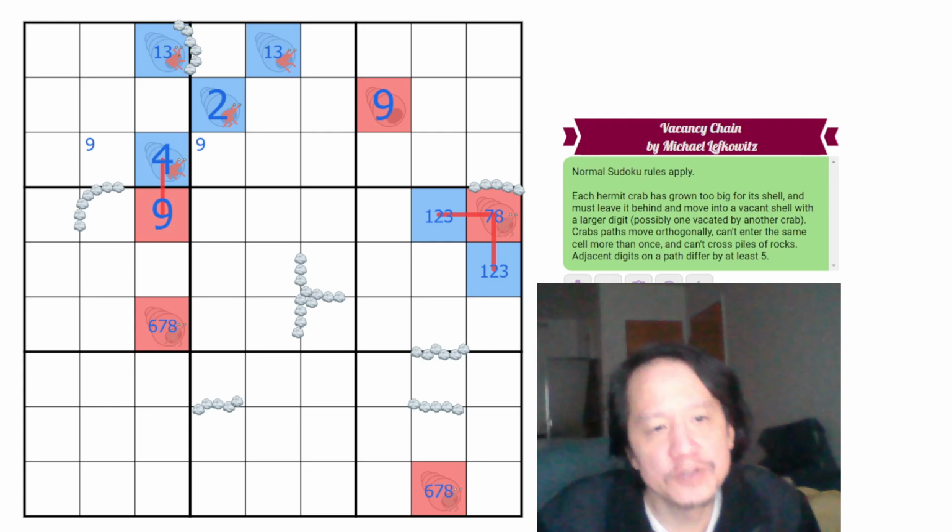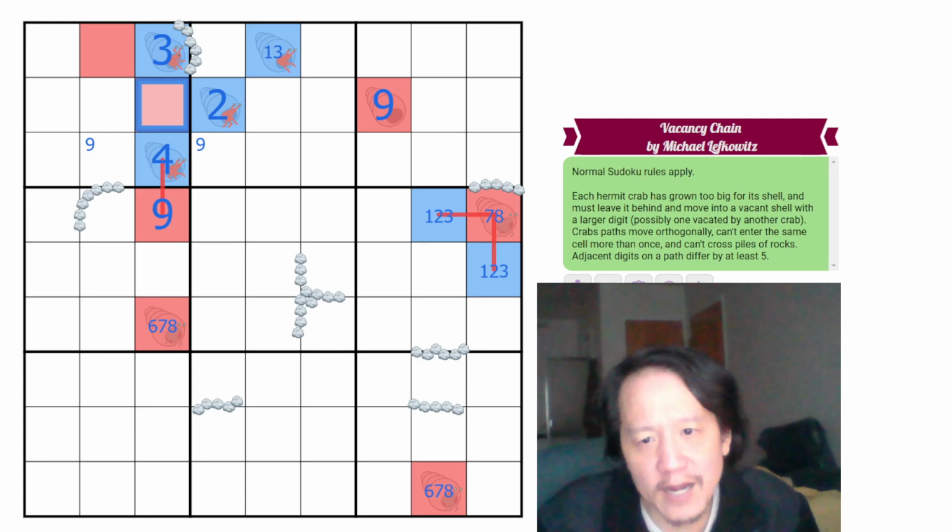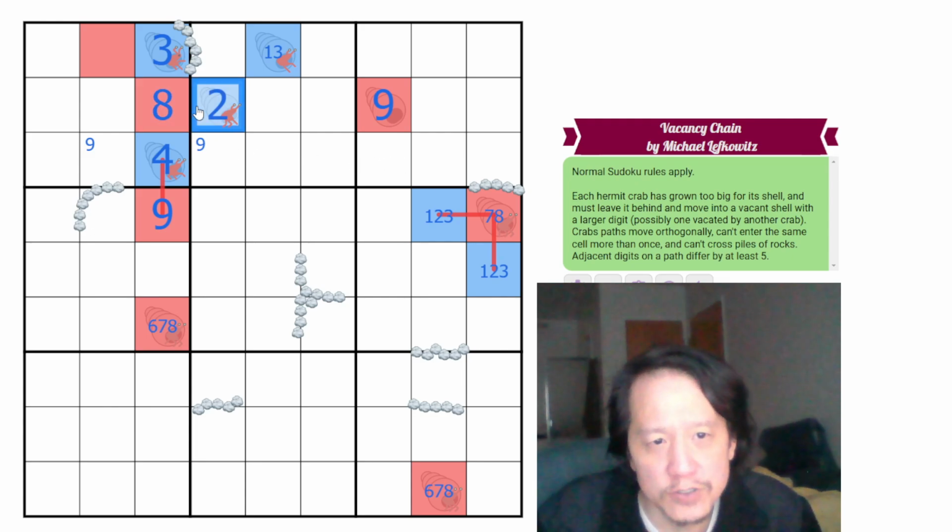If this is 3, it has to enter in and exit out these two ways, though. So therefore, it would be this way. This would have to be 8. It would be connected to the 2 then. It has to, well, we don't even know.